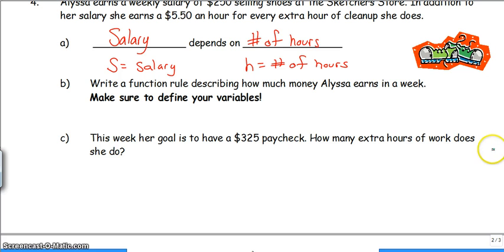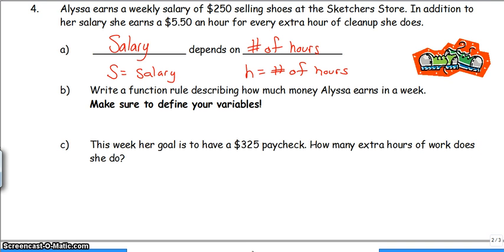So part B, write the function rule. Her salary depends on the number of hours. Her salary is $250. That's no matter what. But if she works some extra hours cleaning up the store, she gets $5.50 an hour. Here's multiplication again. So that's times H. So my function rule, her salary, will be equal to the $250 selling shoes plus any extra hours she works cleaning up the store, $5.50 times the number of hours.